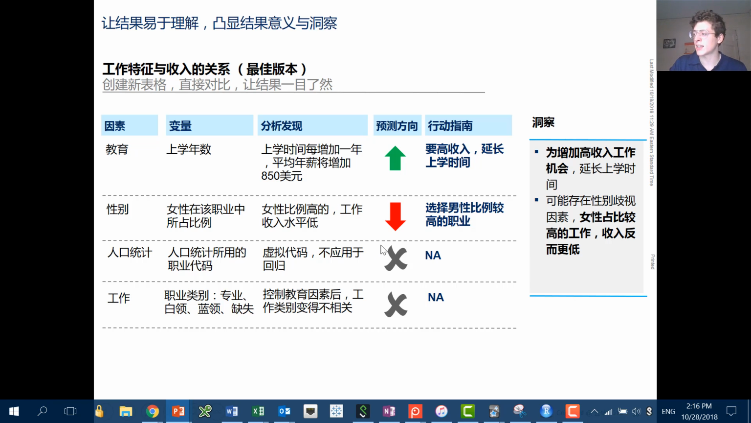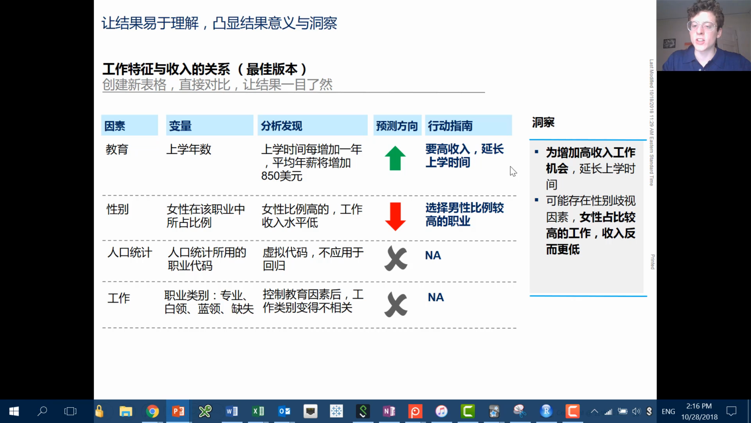Essentially this is saying, what is the relationship between profession and the income characteristics? Immediately, it's very easy to see. I look first at this. Okay, education, positively related. I get that. Gender, negatively related. Okay, I get that. Looks like the census data doesn't matter. Work, profession, doesn't matter. Potential insights.